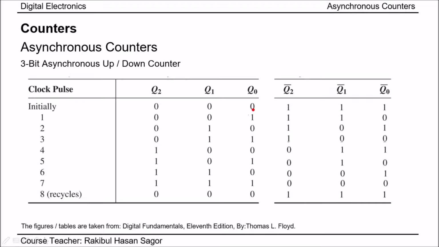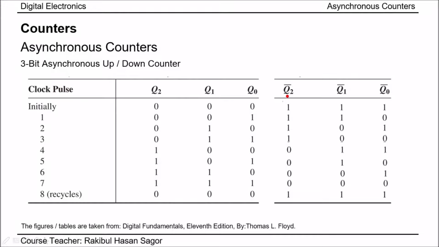So when we have 0, 0, 0 output at Q0, Q1 and Q2, the Q0 bar, Q1 bar and Q2 bar will give us 1, 1, 1. In this way, we'll get the inverted output in Q0 bar, Q1 bar and Q2 bar. So we can see it will start from 1, 1, 1, then it will go to 1, 1, 0, 1, 0, 1. In this way, it will count down to 0, 0, 0. Then again, at the 8th clock pulse triggering, it recycles. So we are having down counting operation at Q0 bar, Q1 bar and Q2 bar output.